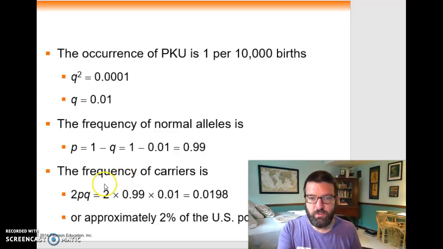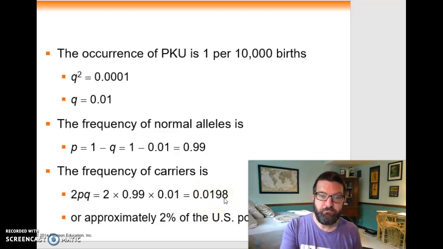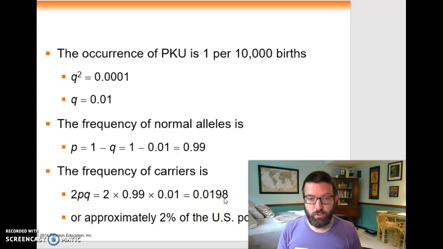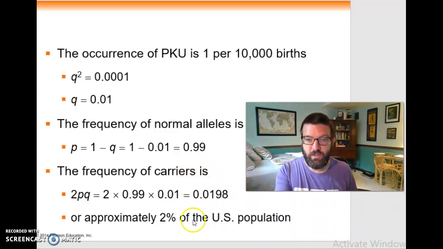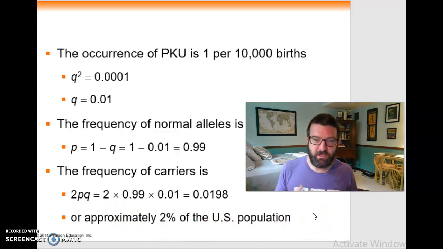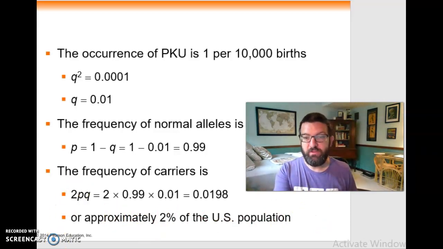So 2PQ is 2 times 0.99 times 0.01, or 0.0198. And you can also get P squared if you want, right? Do 0.99 times 0.99. That would give you the frequency of homozygous dominant individuals that are not carriers. But 0.0198, these are heterozygotes. This tells you the number of people who are carriers in the U.S. population, about 2%. And it turns out that in genetic testing, that is roughly the case.